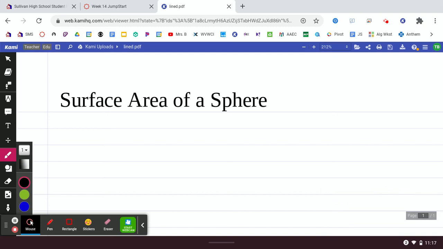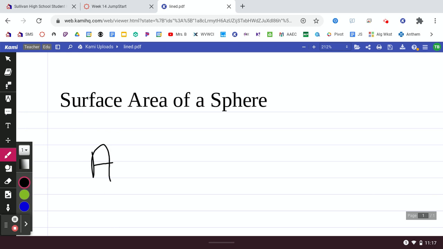Okay, try this again. Surface area of a sphere. The first thing you need is the formula for surface area, which is area equals 4 pi r squared. It's a lot like when we were doing volume and the perimeter and the area, it's just a matter of using the formula.